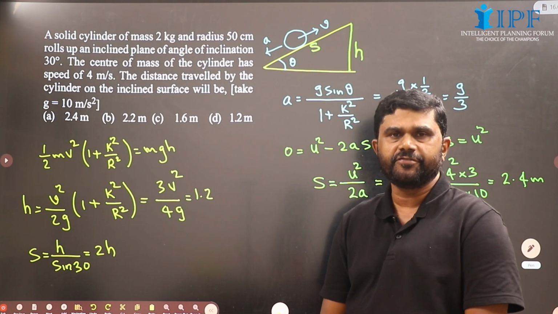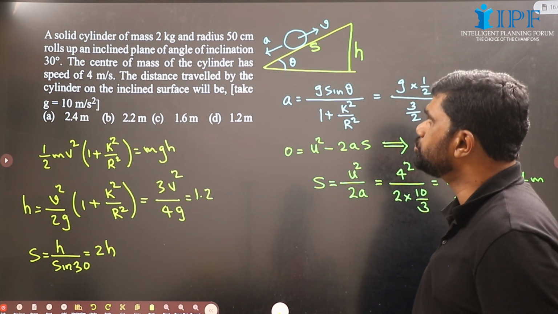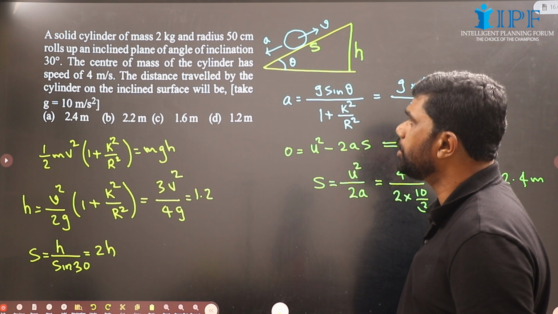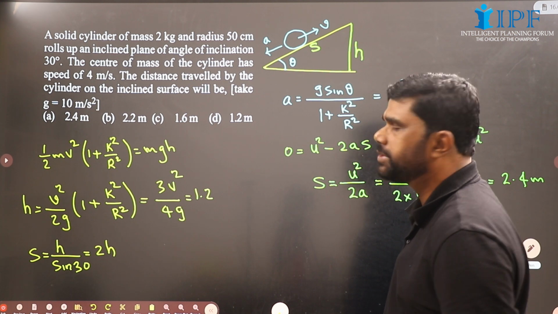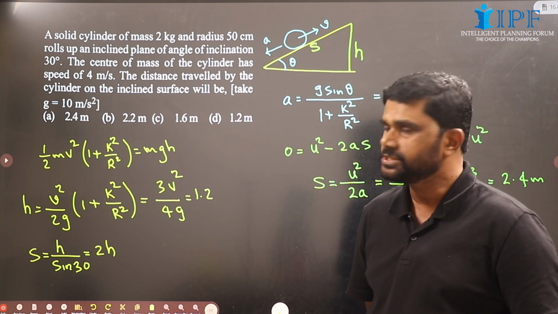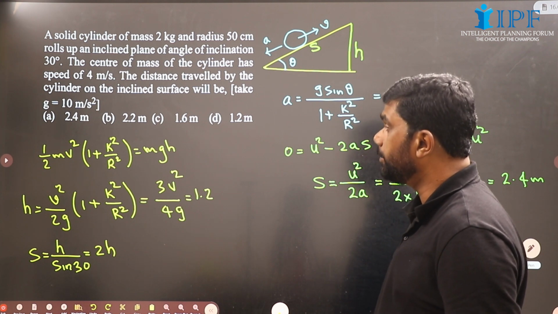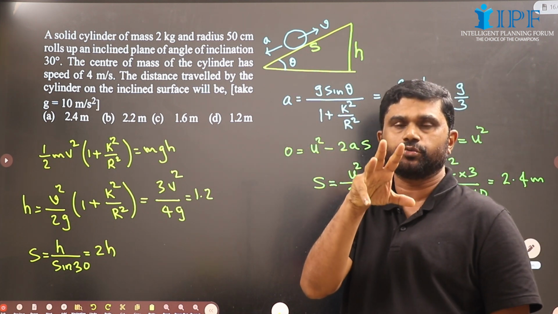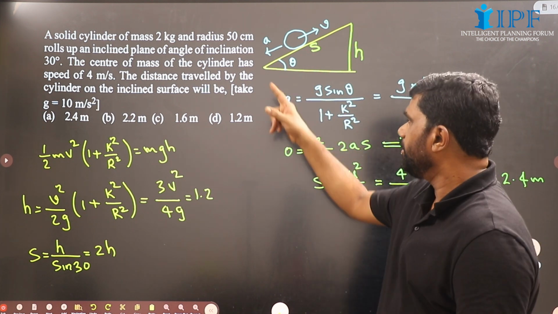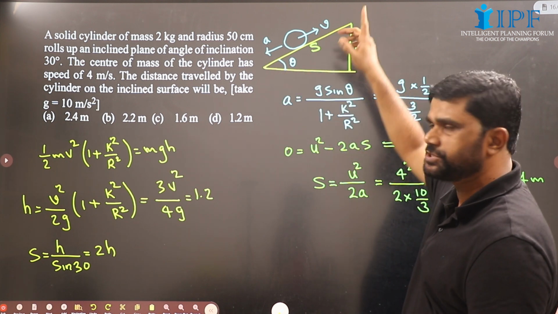Now children, see, we have another wonderful example: a solid cylinder of mass 2 kilogram and radius 50 centimeter rolls up an inclined plane of angle of inclination 30 degree. The center of mass of the cylinder has a speed of 4 meter per second, that is v. The distance travelled by the cylinder on the inclined surface will be? There are two methods to solve this question. Actually we want to find the length of this path.